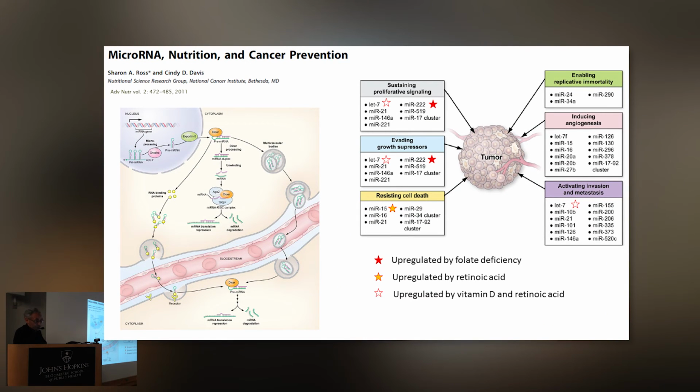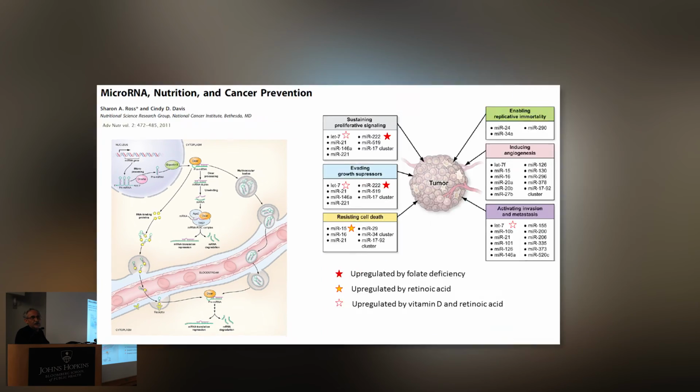So microRNAs are associated also with cancer. I'm showing you some examples here that are upregulated by folate deficiency, retinoic acid, and vitamin D. And these are such as MIR222, which is upregulated with folate deficiency, for example, and this affects the proliferation signaling that occurs in cancer. So it is thought that you might be able to control cancers by treatment with microRNAs.